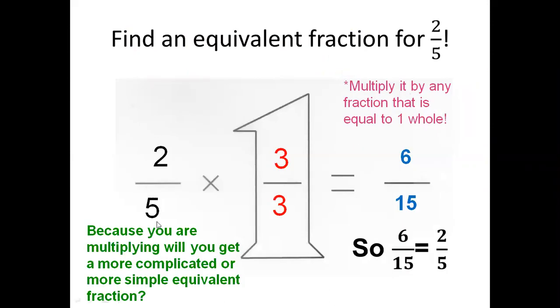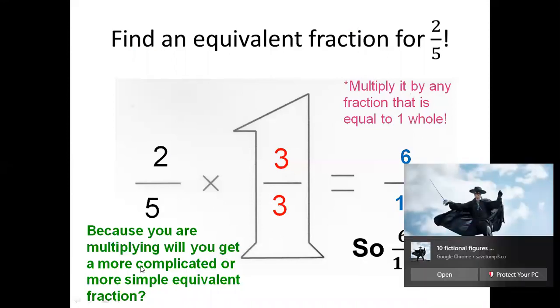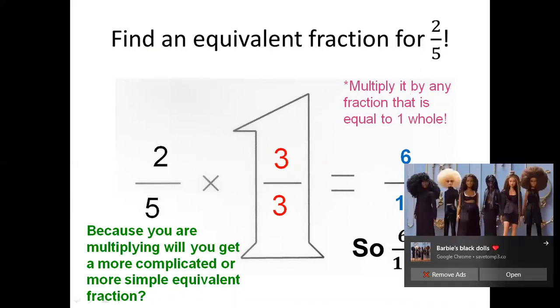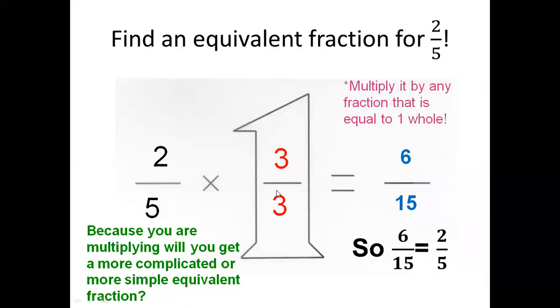Here, 2 out of 5, we're going to choose another number. For example, if we choose to multiply by 3 out of 3, 2 times 3 is 6. 5 times 3 is 15. So, 6 out of 15 has the same exact value as 2 out of 5. Okay. Because we are multiplying, we're getting a more complicated fraction. And teacher, why do these two fractions have the same value? Because we are multiplying by 3 out of 3, which is 1. So this is why the value of the fraction never changes.